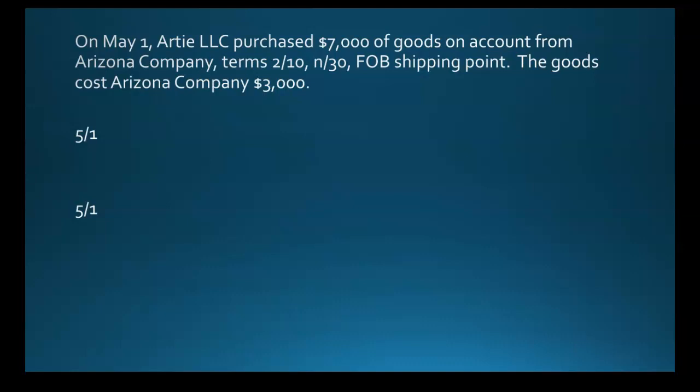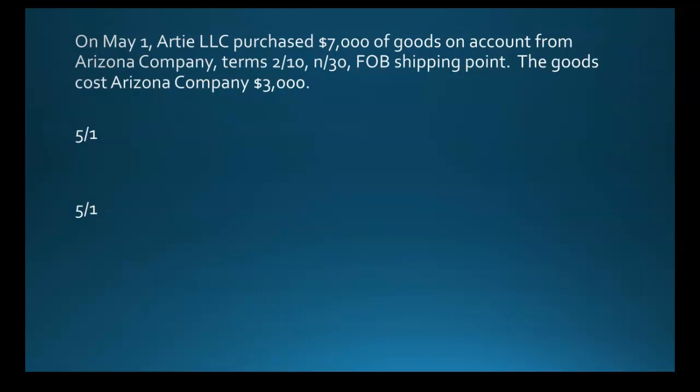So here on May 1st, when we make our sale, we have two different entries. The first entry is going to record the credit sale. So that's going to be this first sentence where it says, Artie purchased $7,000 of goods on account from us, Arizona Company, with these terms. So these terms, 2/10, net 30.